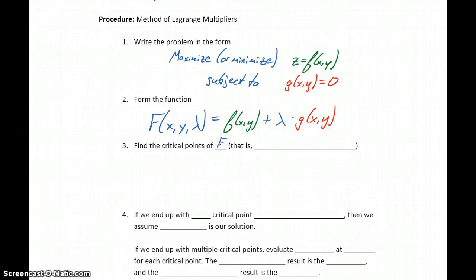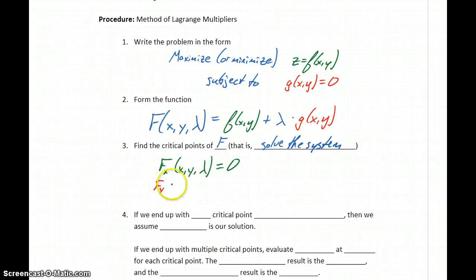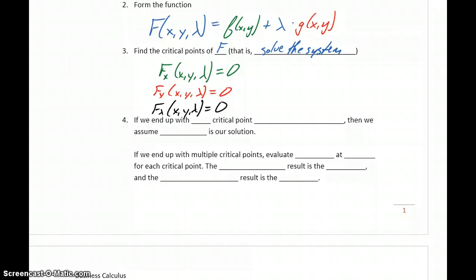Then we find any critical points of capital F, which means we want to solve the system. Capital F sub x, the first derivative with respect to x, set equal to 0. F sub y, the first partial derivative with respect to y, set equal to 0. We'll take the first derivative with respect to x, with respect to y, and then also with respect to lambda, set that equal to 0, and this will give us a system of equations to solve to get specific values for x, y, and lambda.